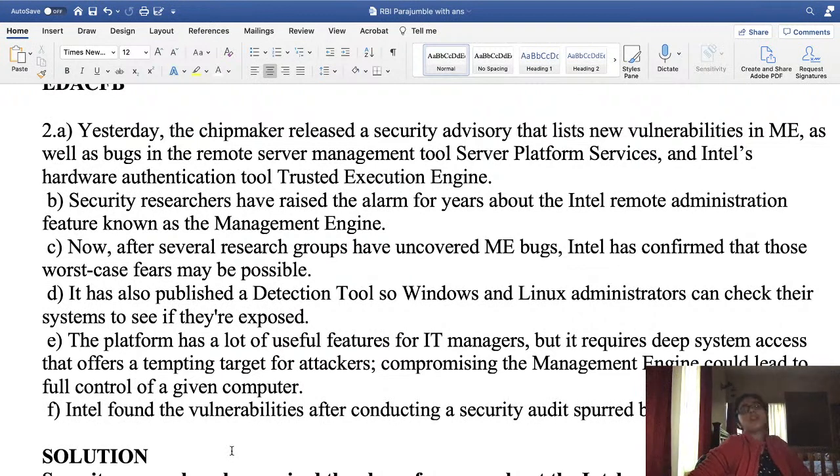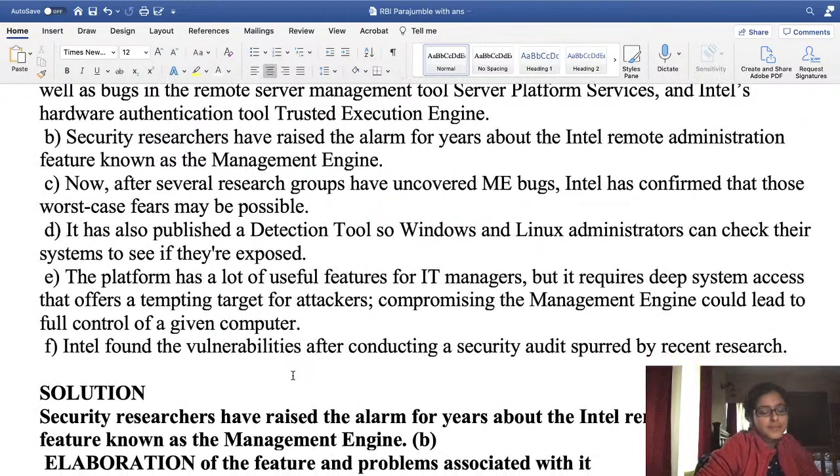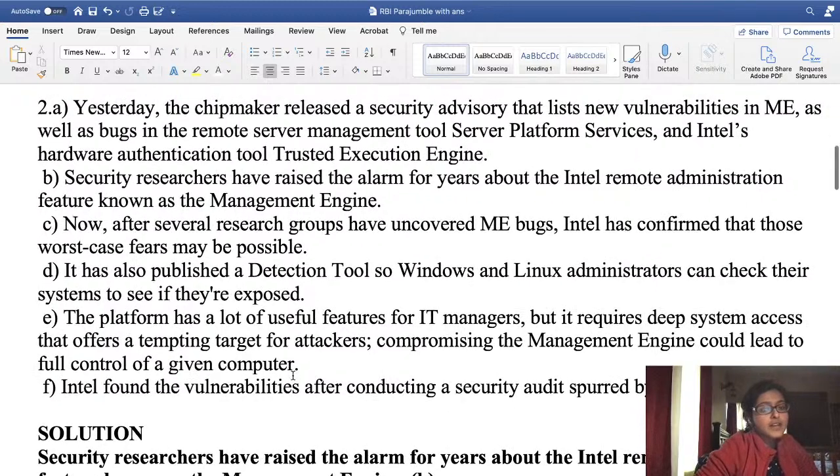What do you think about A? What is A telling you about? What is A all about? A describes F. No, it doesn't describe F. Read carefully. A is not describing F.